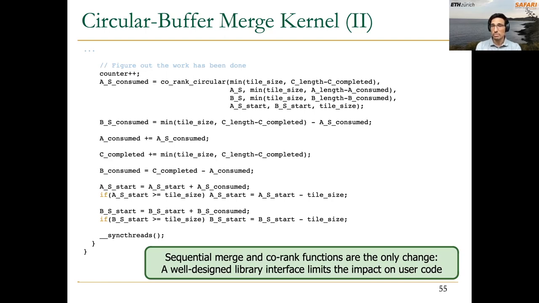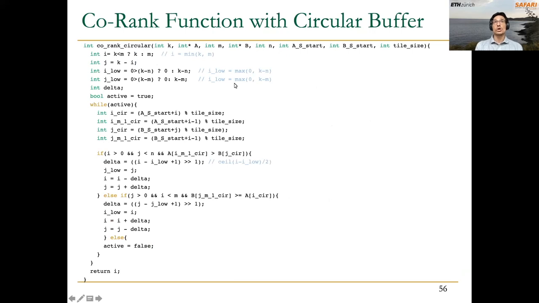Essentially, this implies that a well-designed library interface, such as the one in this particular example, limits the impact on the user code. The thing that we really have to change internally is the core rank function, in this case the core rank circular function, where, as you see, we are using this i_circular, i-1 circular, j_circular, and j-1 circular that wrap around based on the tile size. We need the exact values of them in order to access the correct values from the input sections of A and B. But in the end, the binary search here is exactly the same, obtaining the delta value and then updating the corresponding variables i and j, depending on which condition is fulfilled.